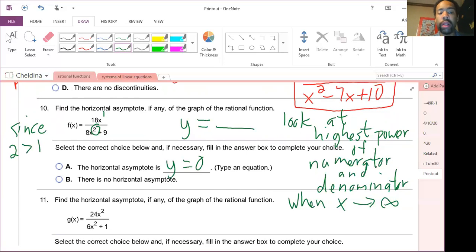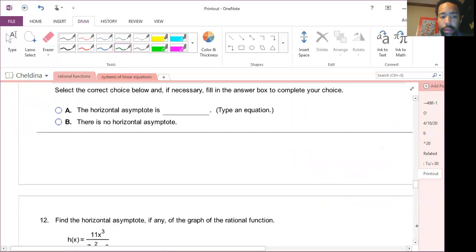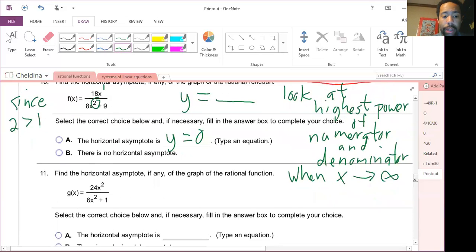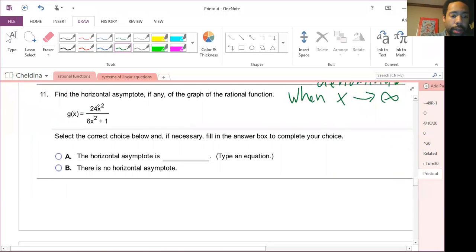And we're going to go through all of the possibilities. So of course, the 3 possibilities: the highest power in the numerator is higher than the highest power in the denominator. The highest power in the numerator is the same as the highest power in the denominator, or the highest power in the denominator is bigger than the highest power of the numerator. And that's the one that we just did. For number 11, we have the case where the powers are the same. The highest power in the numerator is 2. The highest power in the denominator is 2.